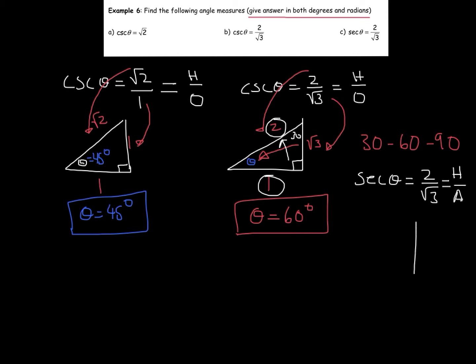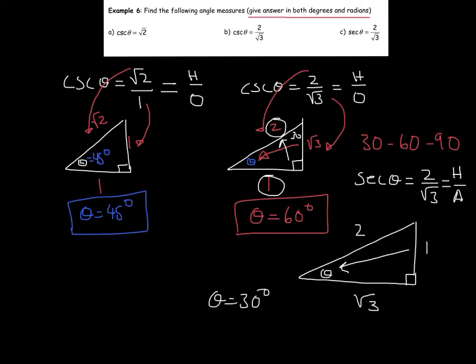So now I'm going to draw the same triangle. This time I'm going to make my hypotenuse 2. So let's just say this angle is theta again. I'm going to make my adjacent side to be root 3. By default, that's going to be 1. And once again, we're back to that same 30, 60, 90 triangle. Which angle is across from 1 in this triangle? 30 degrees. So theta equals 30 degrees.